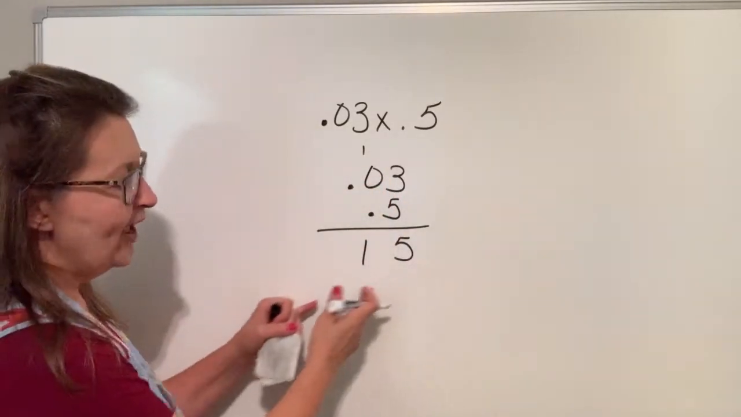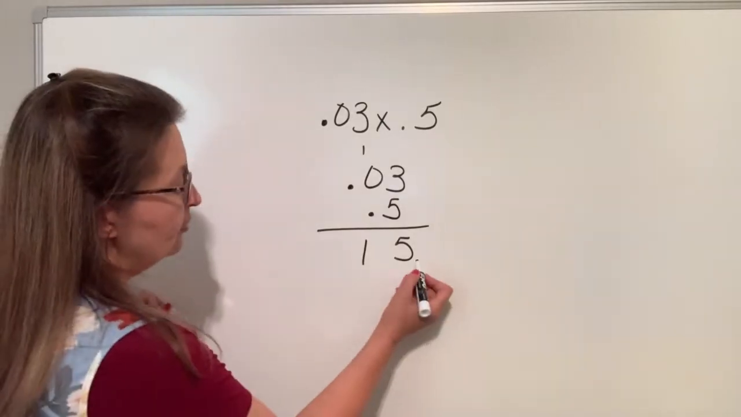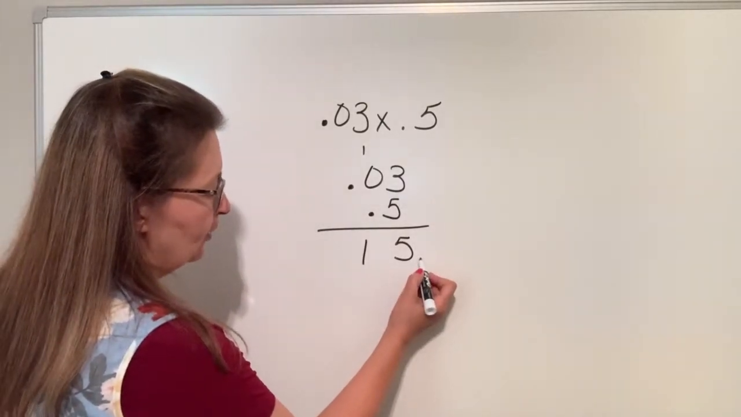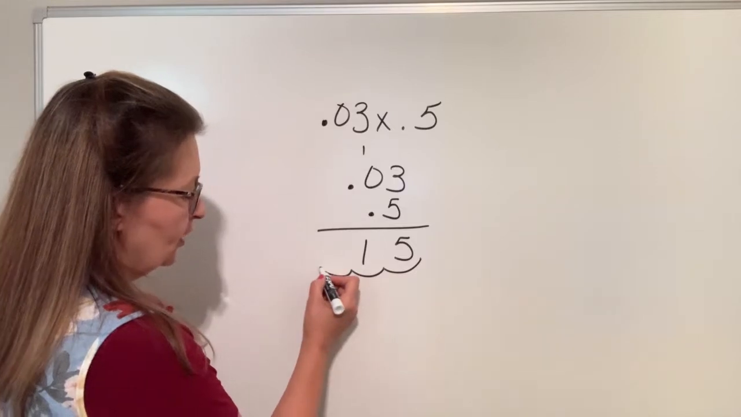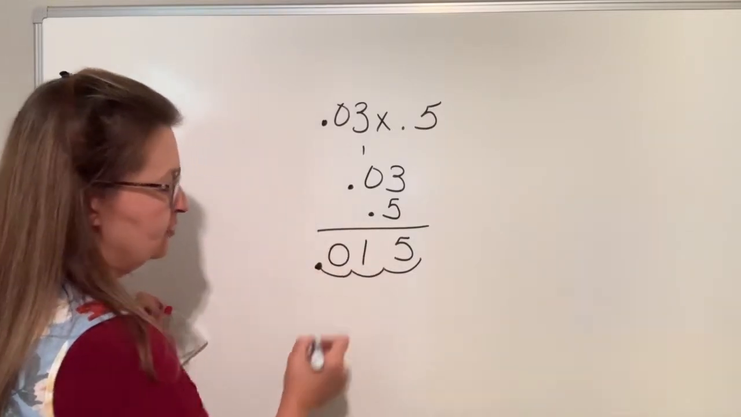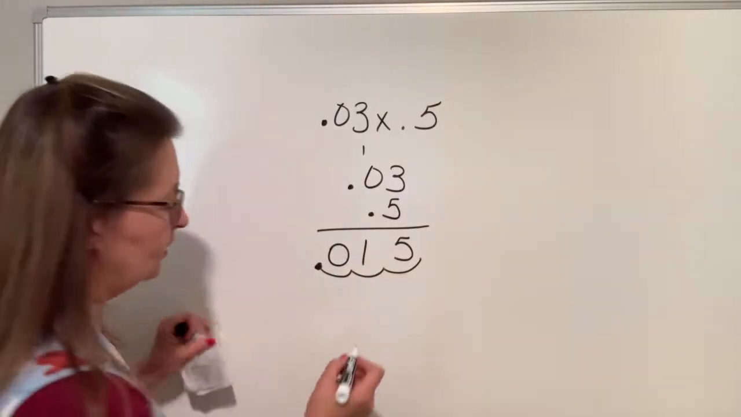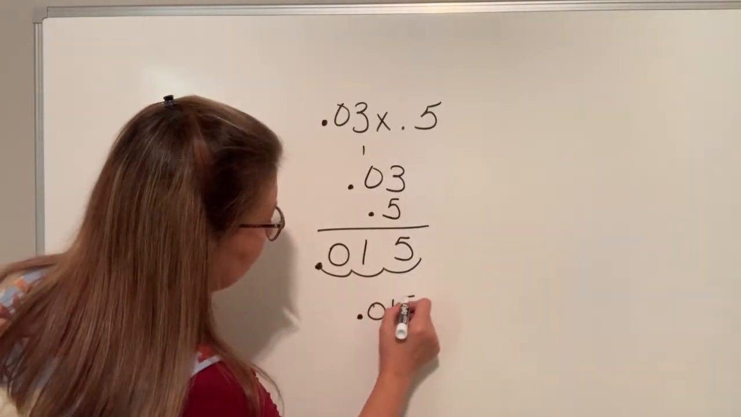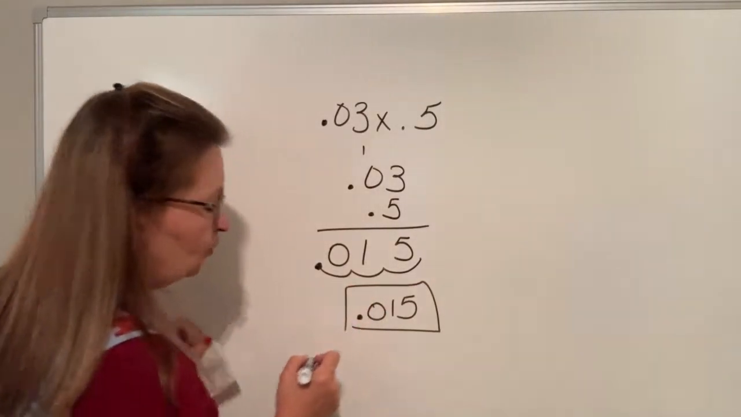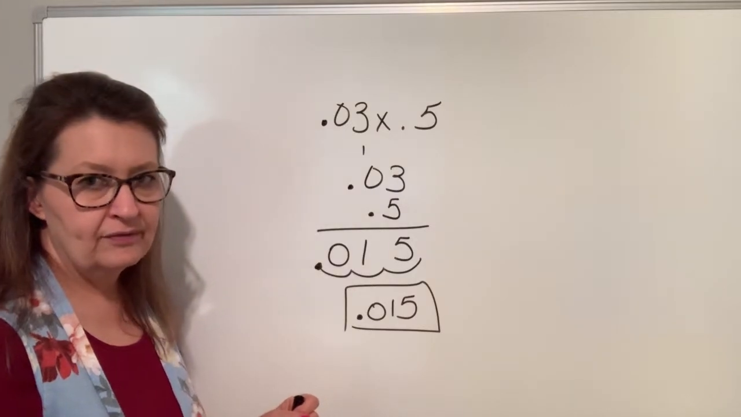Now when I go back and count, I've got 1, 2, 3 numbers behind the decimal place. But I don't have 3 numbers here. So what do I do? You still start back here. I need 3. 1, 2, 3. Here's where my decimal goes. So just insert a 0. So final answer on this one would be 0.015.